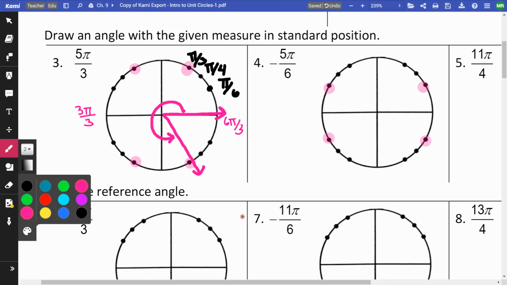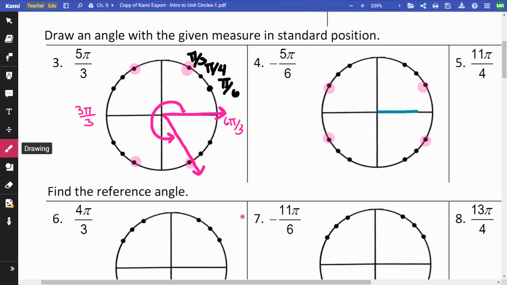I am going to start with it being on the positive x-axis. Since it's negative, it's going to be swinging this direction. And so as I'm coming all the way to here, this is really negative pi, but I'm going to think of it as negative 6pi/6. That's a whole, 6 over 6. So I want to be at negative 5pi/6. I want to be 1/6 off right here. That is where I'm going to be. And then you show the direction. I'm going this direction. That's my negative 5pi/6.